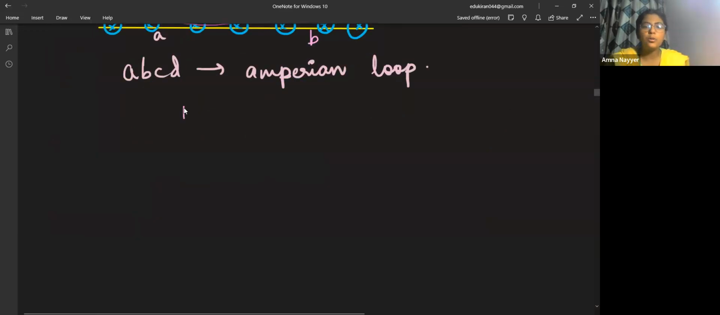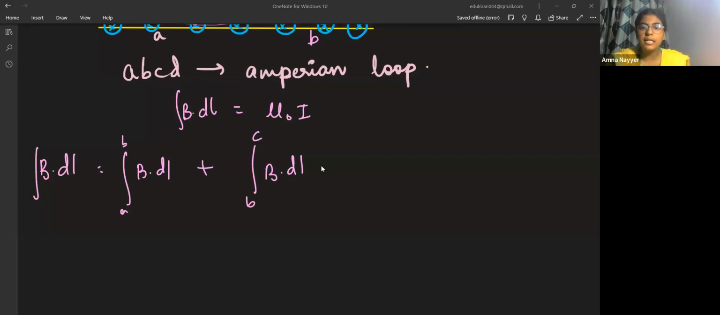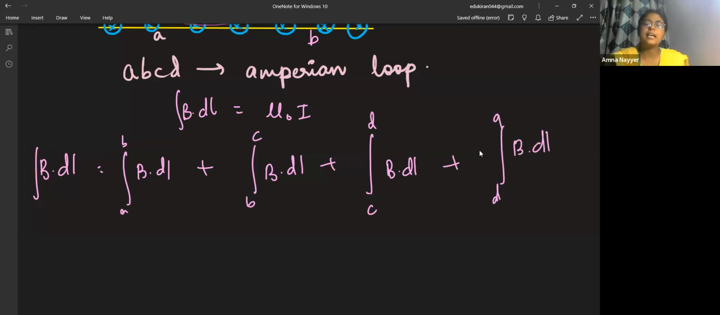Now, through this, how we'll find out our answer. So if this is our Amperian loop, we know the integral of B dot dl is actually equal to mu naught I. So for the net B dot dl, we cannot have only one side. We have to take the line integral of B dot dl from A to B first, plus the line integral of B dot dl from B to C, then from C to D, plus lastly from D to A. This is how we'll get it.